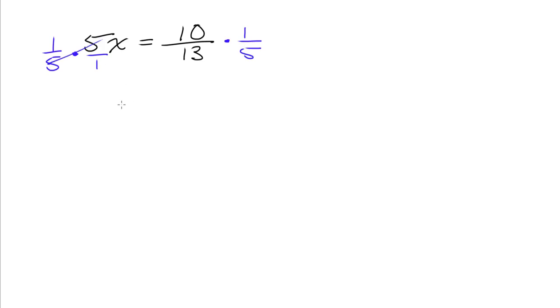Again, these cancel out. This leaves me with 1x. And on the other side here, I can again cross simplify. 10 and 5 can be divided by 5. So this becomes a 1. This becomes a 2. And 2 times 1 is 2. And 13 times 1 is 13.